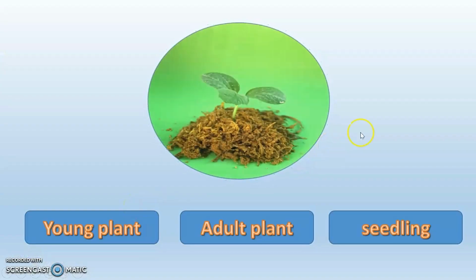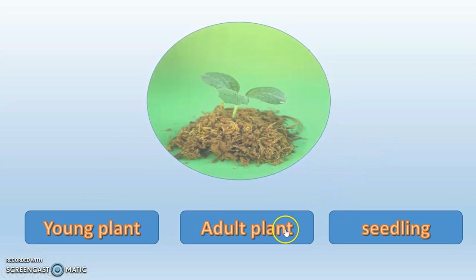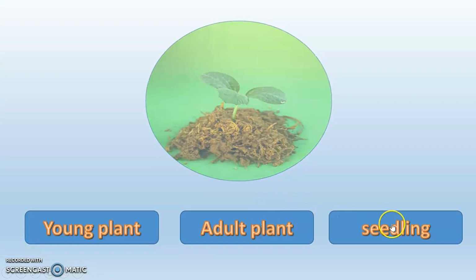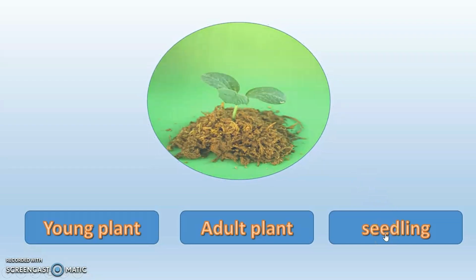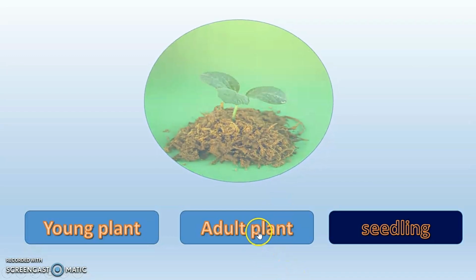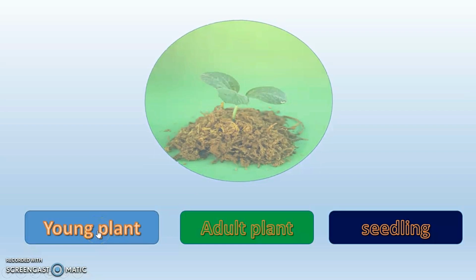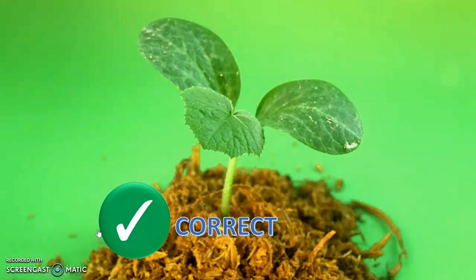Next, we have the third picture. Now, in the third picture, we have seedling, adult plant, and young plant. What do you think is the best answer to this picture? It is a seedling. Try to check. It's wrong. How about the adult plant? It's wrong again. So, this is a, say it again, young plant. Good job. This is a young plant.